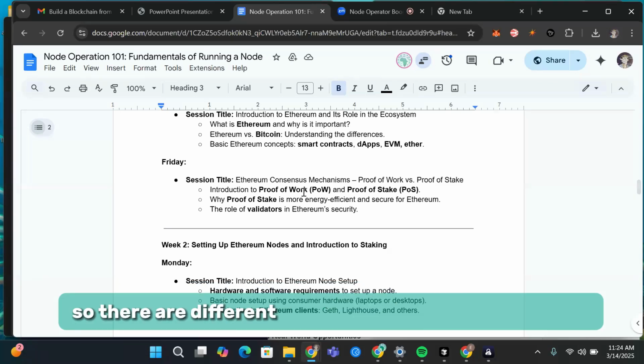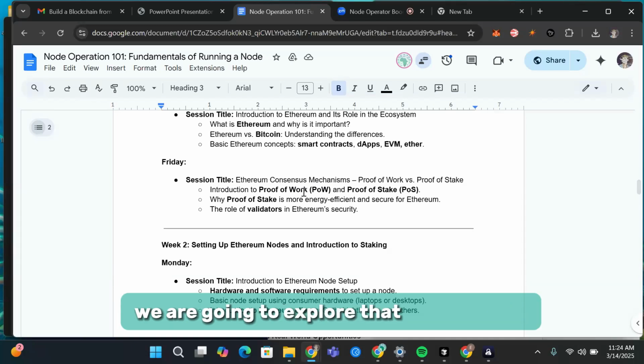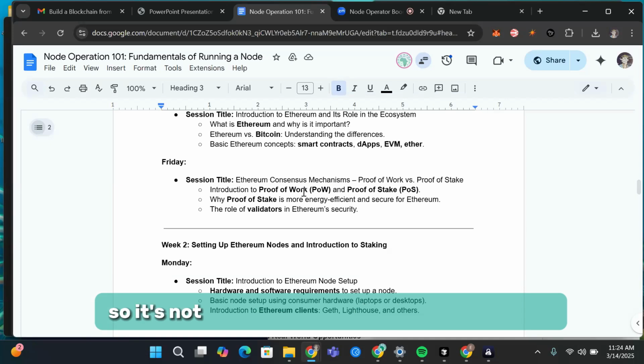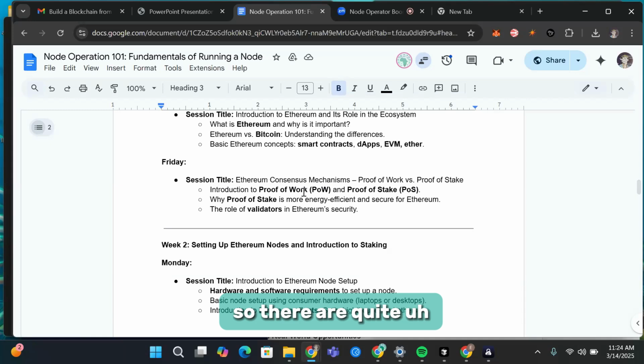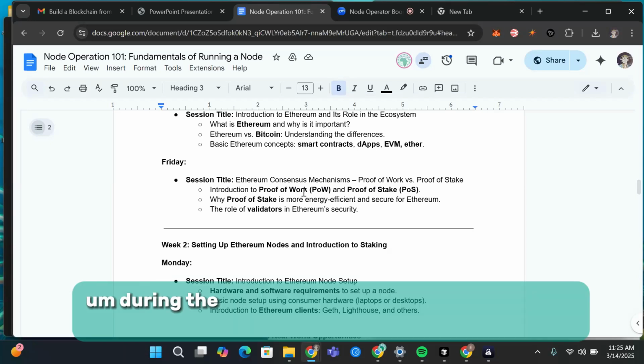So there are different types of consensus mechanisms. We are going to explore that and compare. So it's not just proof of work and proof of stake. There are quite a number of them. So all of this will be covered during the process.